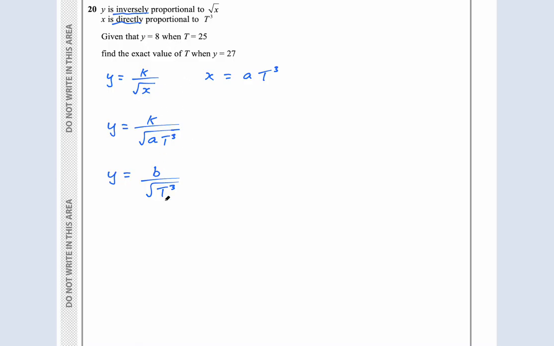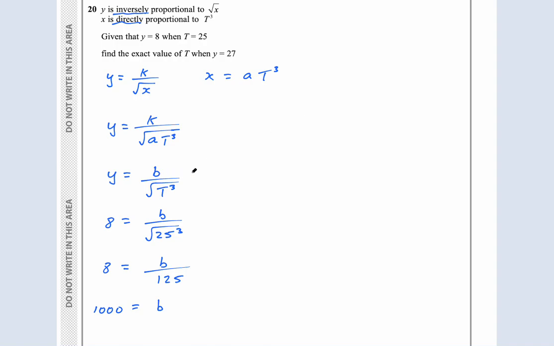And he says y is 8. Okay, y is 8 when t is 25. So I'm going to do b over the square root of 25 cubed. Now, guys, you can do this in your calculator. I'm going to surprise you and tell you that this is actually equal to 125. Definitely use your calculator. The way I've done it quickly is I said the square root of 25 is 5, and 5 cubed is 125. And then I'm going to multiply across, so b is equal to 8 times 125, which is actually, again, use your calculator if you want, but it's equal to 1,000. So b is equal to 1,000.